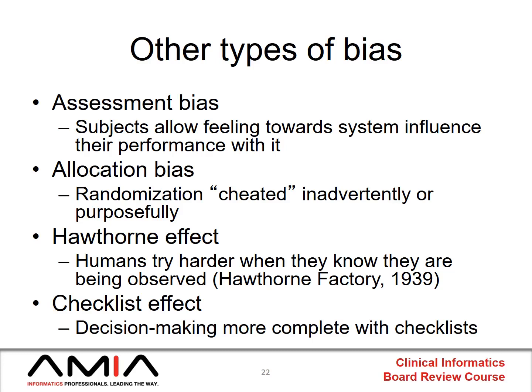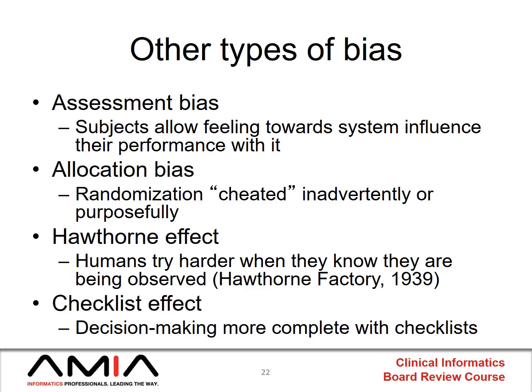There are other types of bias that occur in research that we should be aware of. There's assessment bias, where subjects allow their feelings toward the system to influence their performance with it. The feelings may be positive or negative. There's allocation bias. This occurs when the experimenters cheat the randomization process, and this used to commonly happen in clinical trials where clinicians would attempt to get sicker patients into the experimental group, which of course undermines the experiment. But allocation bias can occur purposefully, such as I just described, or sometimes inadvertently.